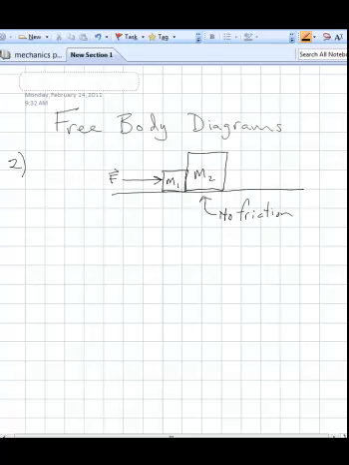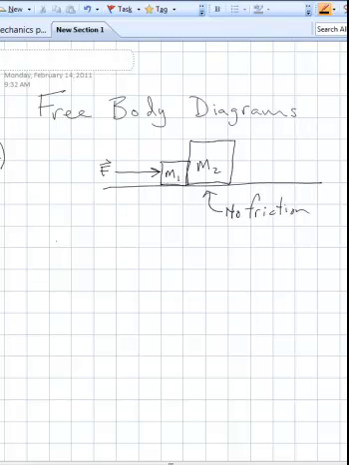We've got two masses. This time they're touching each other and they're on a frictionless surface. We'll just keep it simple for now. And you're pushing on one of them, trying to move them across the frictionless surface by pushing on one of the masses. So we're going to do free body diagrams for both of these masses. Let's start with M1.